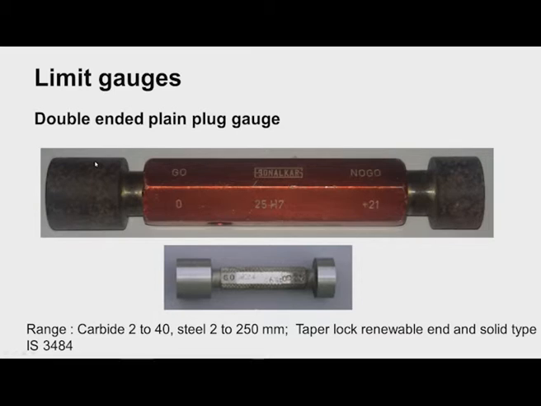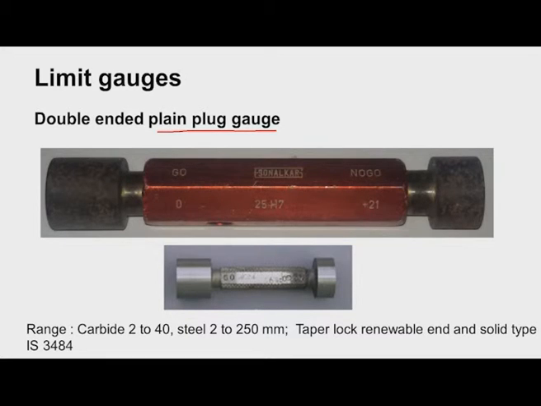Now let us move to the other types of limit gauges. So this shows a double ended plane plug gauge. Plane means the surface that is to be checked is plane, that means there are no threads. So it is called the plane plug gauge. This is used as a plug, so we say it is a plug gauge.